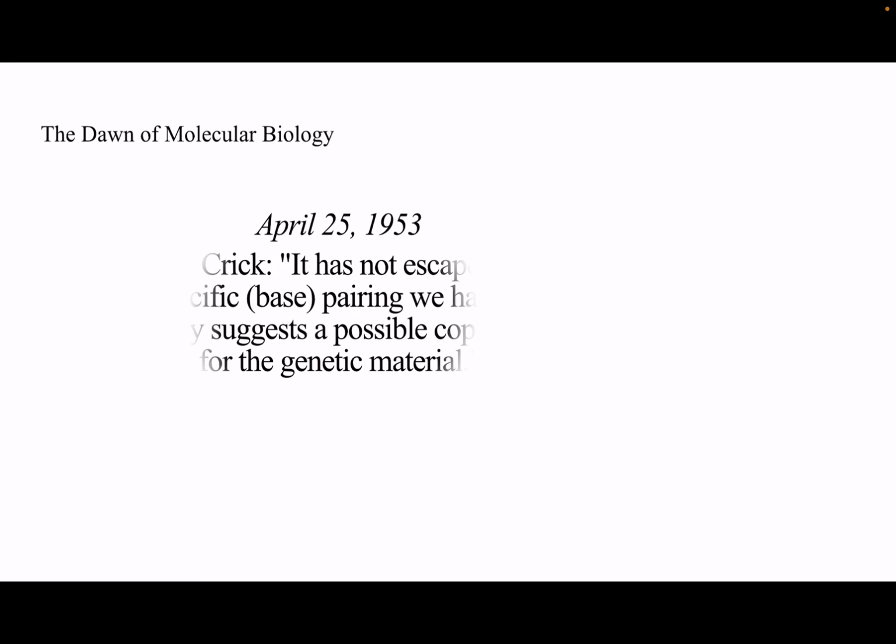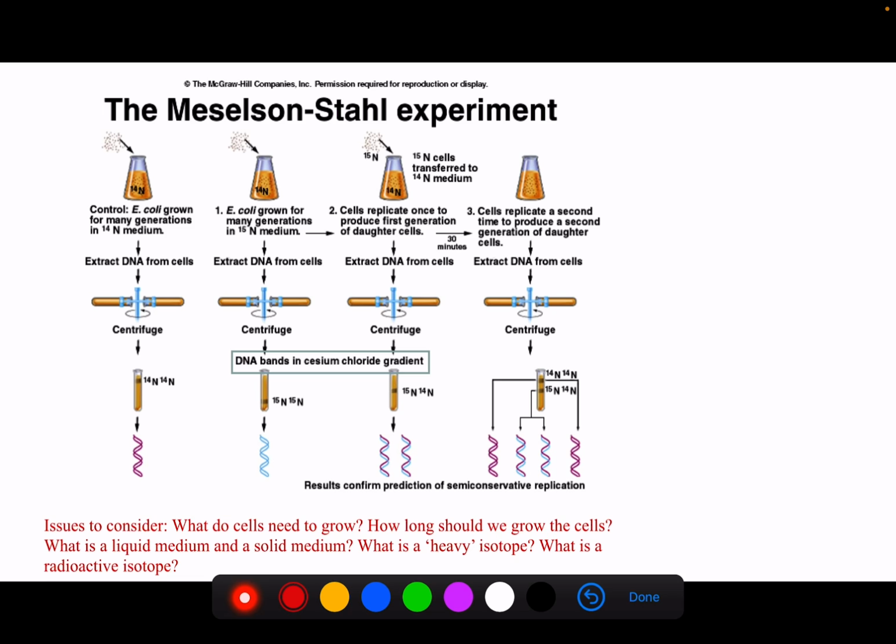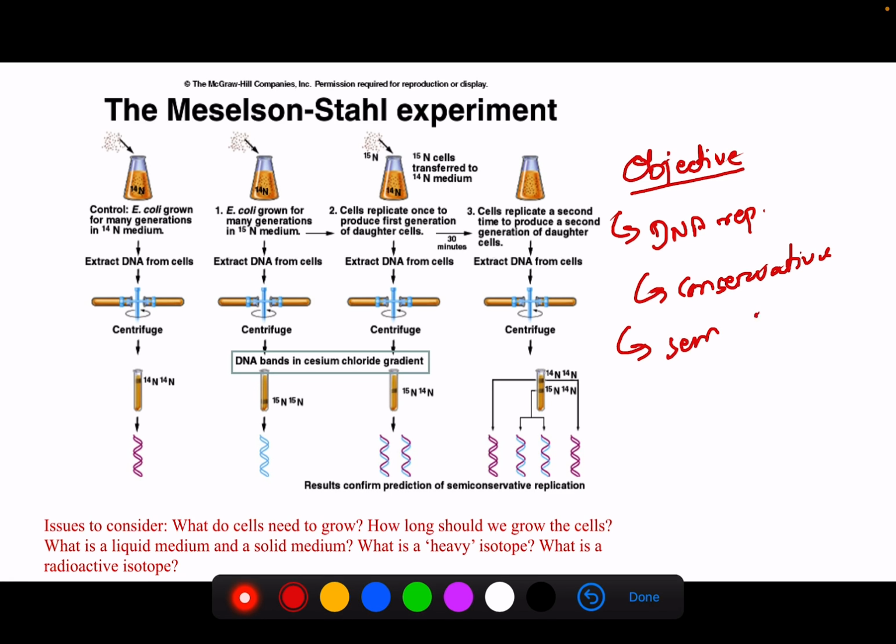Okay, what I'm particularly interested in is the experiment by Meselson and Stahl. Yeah, this experiment. Starting to explain this experiment, we should know what the objective was. The objective was to understand if DNA replication is conservative, semi-conservative, or dispersive. What are these? We will come to that in the next slide.